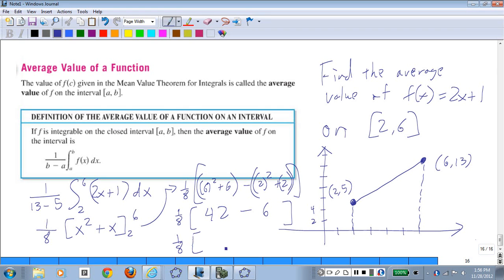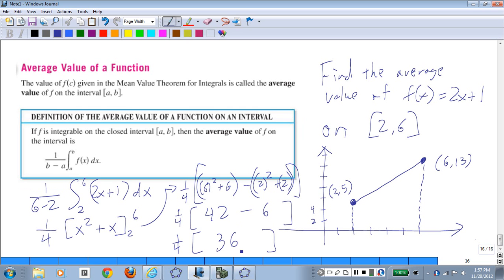So it's 1/8 of, I'm worried. What did I do? 13 minus, oh, dummy. 6 minus 2. I get in a hurry, I get excited, I'm sorry. 6 minus 2 is the interval. It's the interval, yeah. Divide by the length of the interval. Everything else is right, except for that.